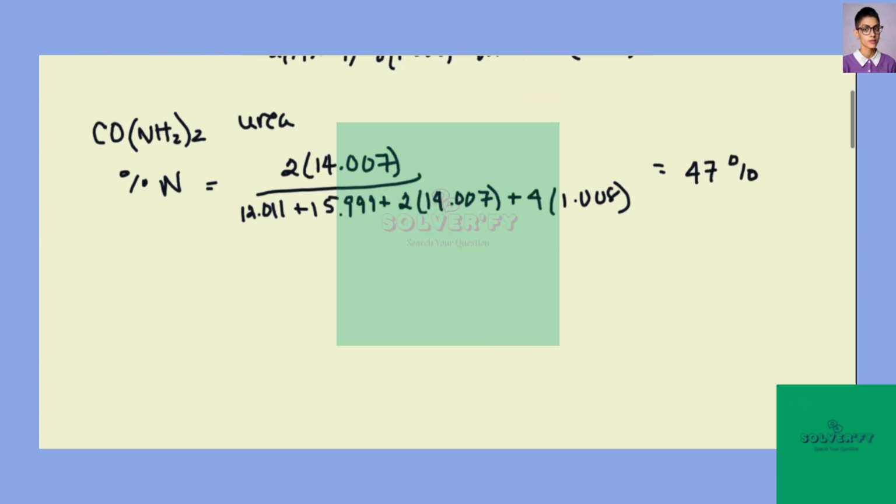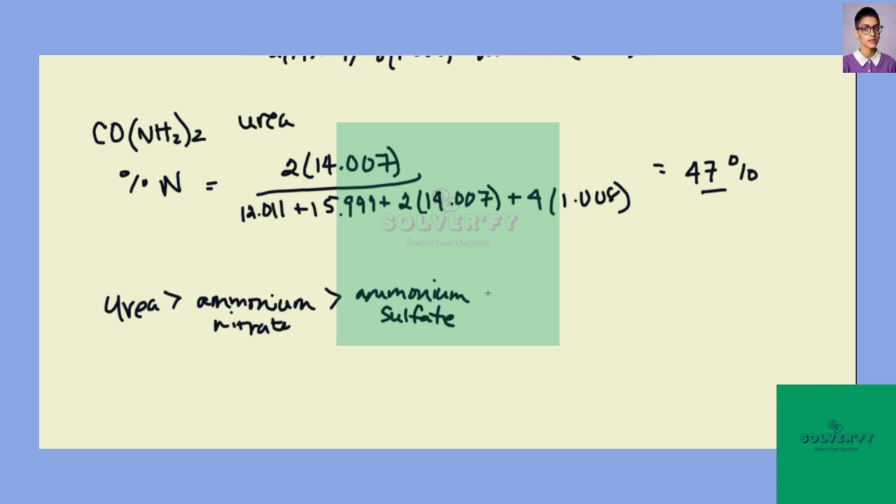So in terms of percent nitrogen, urea has the greatest, followed by ammonium nitrate, followed by ammonium sulfate, followed by potassium nitrate.